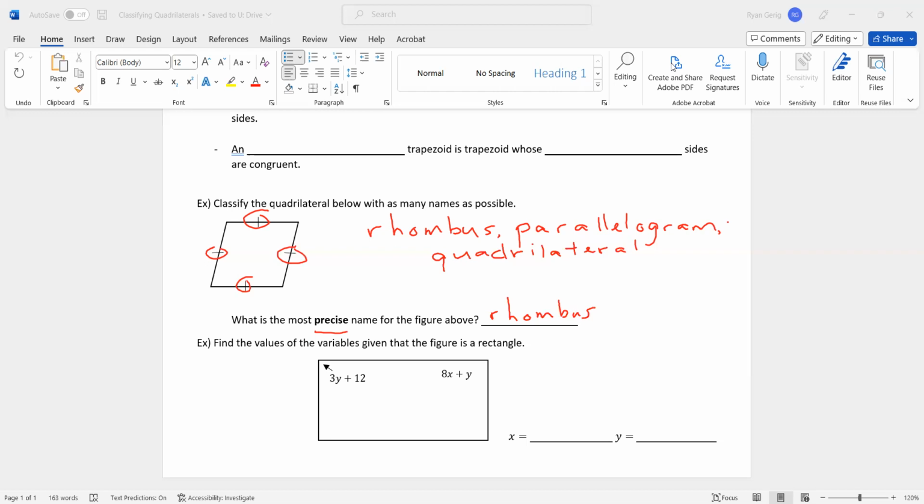Find the values of the variables given that the figure is a rectangle. I'm telling you it's a rectangle. What does that mean? It's got all angles are 90 degrees. And that's going to help me solve for y and x. Y first, because 3y plus 12, I can say without question, is 90 degrees. And then I can solve for y. I think you get 26 there. And now that I have y, I can plug that in here. That's 8x plus 26. And that also equals 90. So subtract 26, you get 64, and x equals 8.